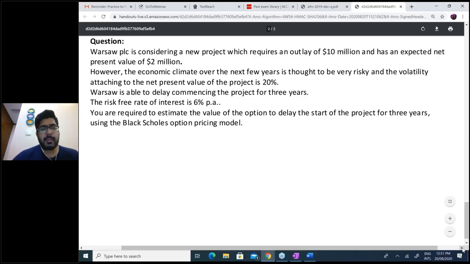However, the economic climate over the next few years is thought to be very risky and the volatility is 20%, standard deviation is 20%. Warsaw is able to delay commencing the project for 3 years. Risk-free rate is 6%. Okay. You are required to estimate the value of option to delay the start of project for 3 years using the software.